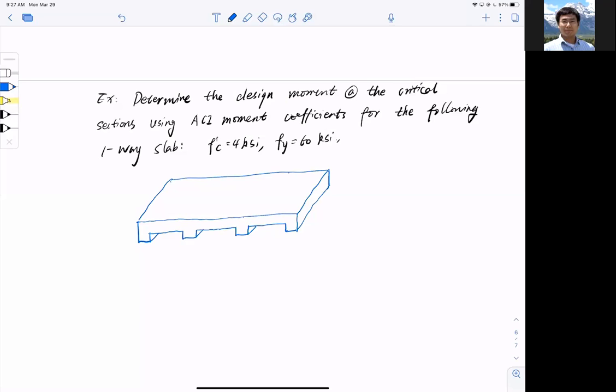You can immediately tell this is the bending direction. Let me draw it here. This is the bending direction, so that is transverse, and this is longitudinal. And when we talk about span, here are the numbers. First of all, the support has a width of 12 inches, all of them.